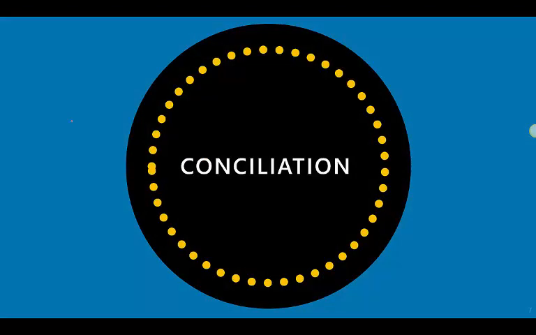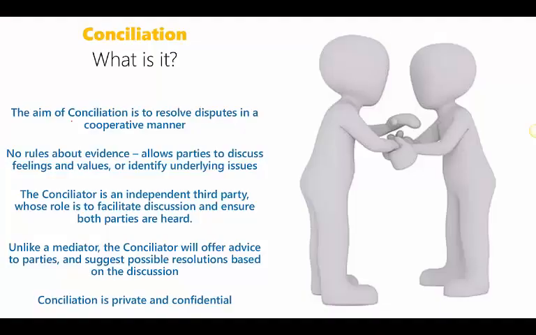So that allows us to move into conciliation. And this is where conciliation differs. Effectively, conciliation and mediation are the same. You're resolving disputes in a cooperative manner. There's no rules of evidence. You can talk about feelings and values. The conciliator is an independent third party like the mediator, and it's private and confidential.